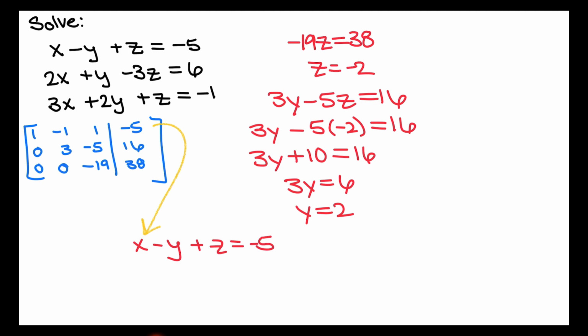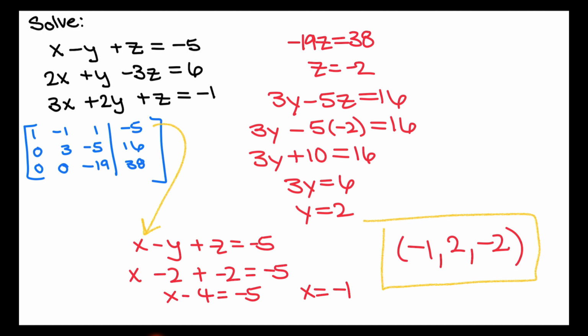And then finally, that first row is the equation x minus y plus z equals -5. I'm going to take my solutions for z and y and plug those in. So I get x minus 2 plus negative 2 equals negative 5. That's x minus 4 equals minus 5. Add the 4. x is negative 1.